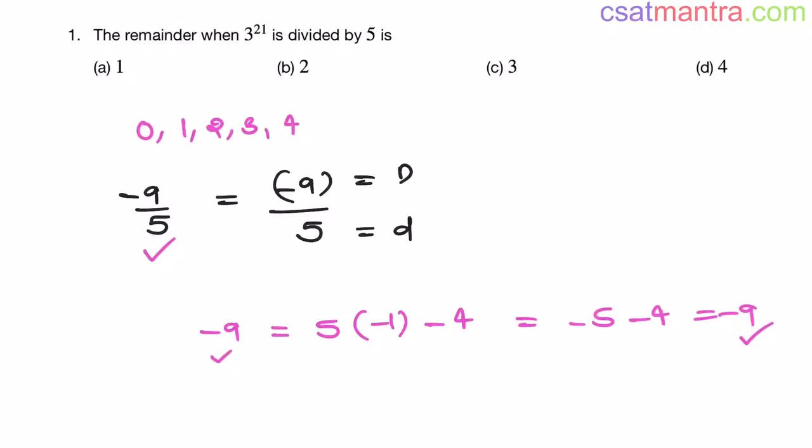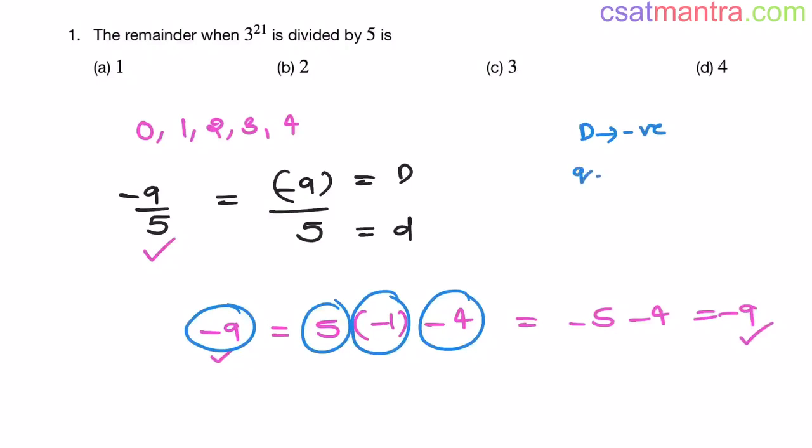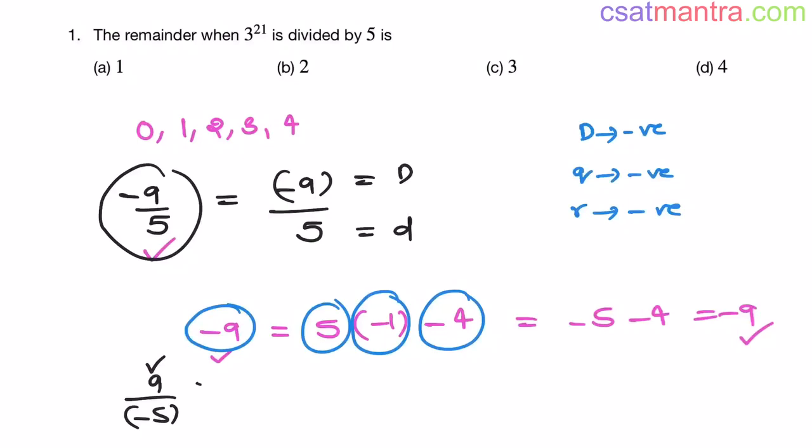Okay, here the dividend is minus 9, divisor is 5, quotient is minus 1, remainder is minus 4. If you see, divisor is negative here, quotient is negative, remainder also negative. I am rewriting this minus 9 by 5 as 9 divided by minus 5. So 9 is the dividend here, divisor minus 5. Whereas here minus 9 is the dividend and 5 is the divisor.